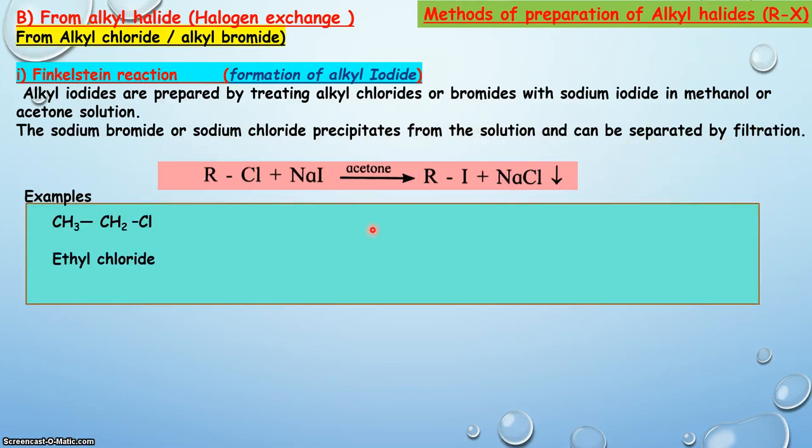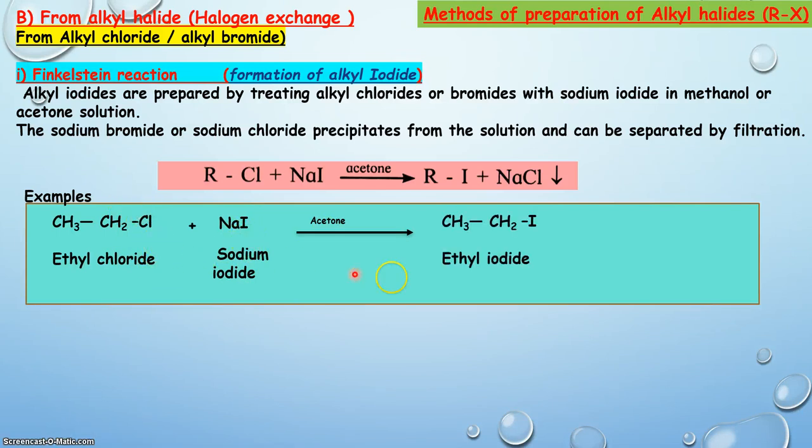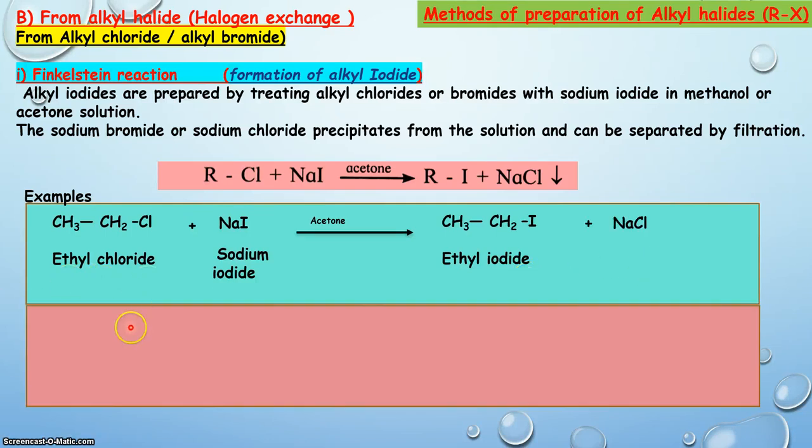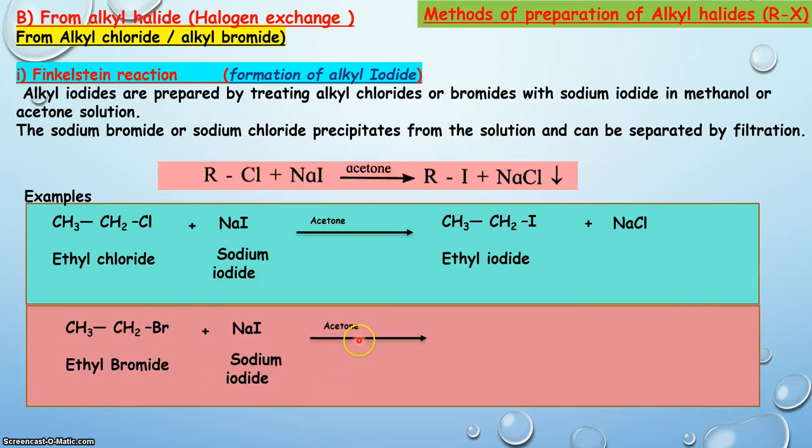Here is the example. The method will be the same for the preparation. The example is ethyl chloride on reaction with sodium iodide in presence of acetone. So what will be the product? The chlorine of ethyl chloride is replaced by iodine, so the product is ethyl iodide and the byproduct is NaCl. Similarly, if instead of ethyl chloride we are taking ethyl bromide on reaction with sodium iodide in presence of acetone, it is very easy to guess the product. The product is ethyl iodide only and the byproduct is NaBr. So remember students, the Finkelstein reaction is used for the preparation of alkyl iodide.